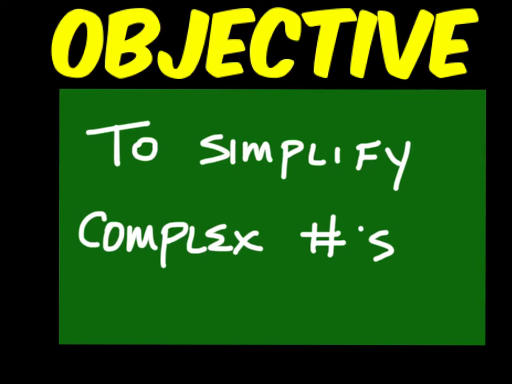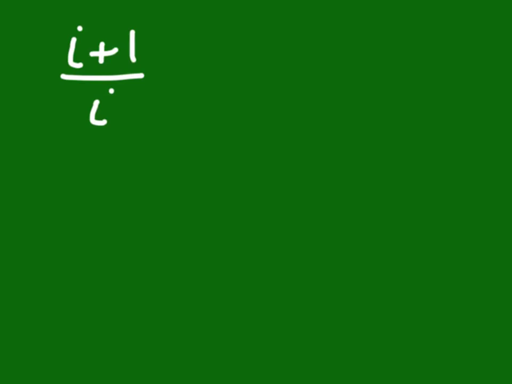To simplify complex numbers, example 1. You have i plus 1 over i. And the reason we have to simplify this is because there's an i on the bottom. Just like we did yesterday, you're going to have to multiply the top and the bottom by something to help simplify this. What am I going to multiply the top and the bottom by?